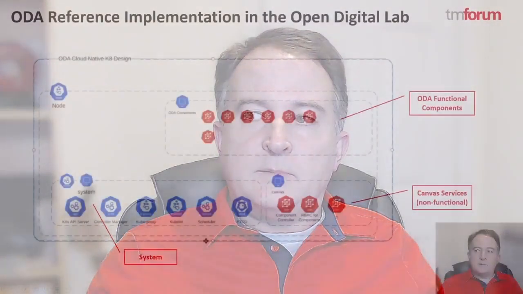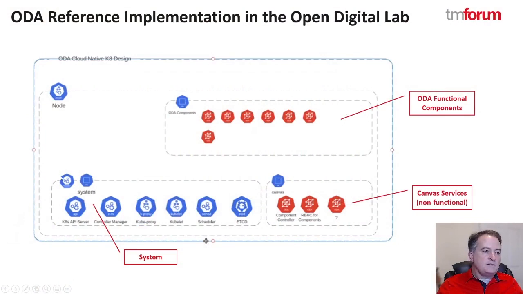Now firstly, I want to talk about the actual reference lab environment that we're doing this work in. The reference environment consists of a foundation of a Kubernetes cluster which has been built in the Open Digital Lab by the TM Forum. So it consists of a Kubernetes cluster and also a set of Canvas services. These are the non-functional services that are made available to all the different components. And then on top of that, you then deploy functional components which can come from any software vendor. So this is the reference implementation.